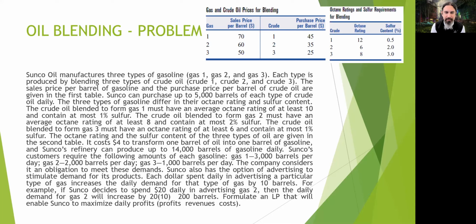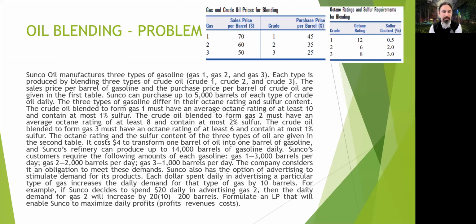Each dollar spent daily in advertising a particular type of gas increases the daily demand for that type of gas by 10 barrels. Oh, okay. We can advertise and increase our demand. Nice. For example, if Sanco decides to spend $20 daily in advertising gas 2, then the daily demand for gas 2 will increase by 200 barrels. 20 times 10 is equal to 200 barrels. Formulate an LP that will enable Sanco to maximize daily profits.